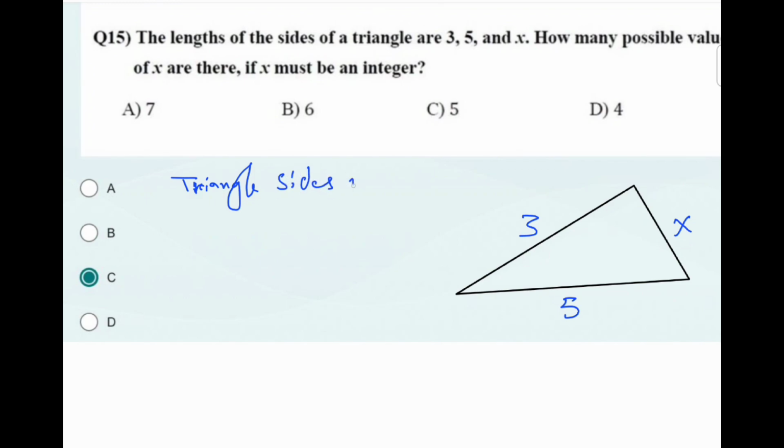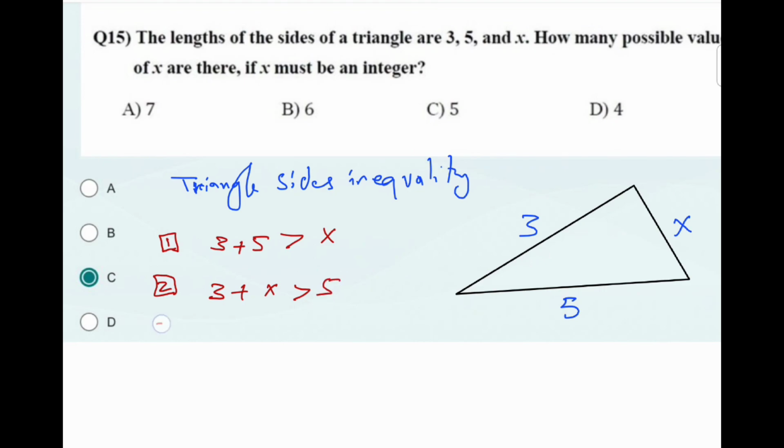Sides inequality. You have to remember this, which says that the sum of any two sides is greater than the length of the other side. So let's construct these inequalities. So number one, we have that 3 plus 5 must be greater than x. Number two, we have 3 plus x must be greater than 5. And number three, we have 5 plus x must be greater than 3.